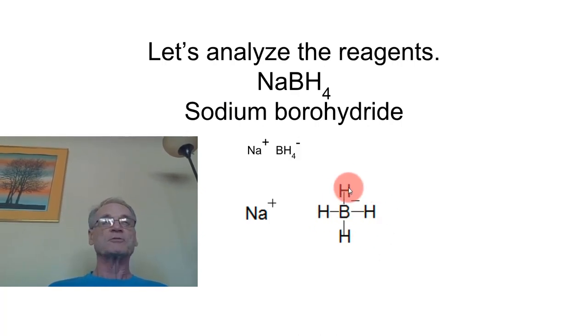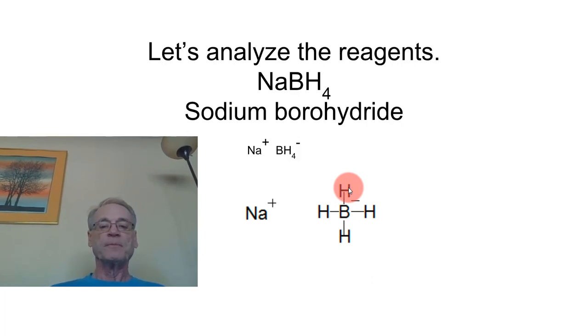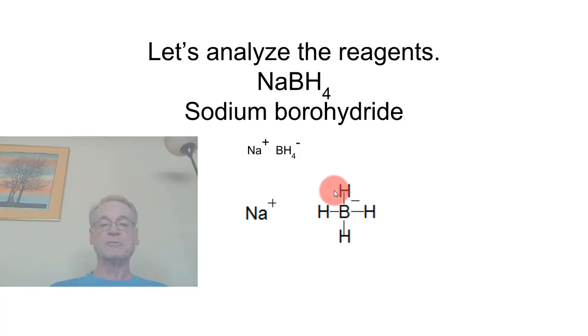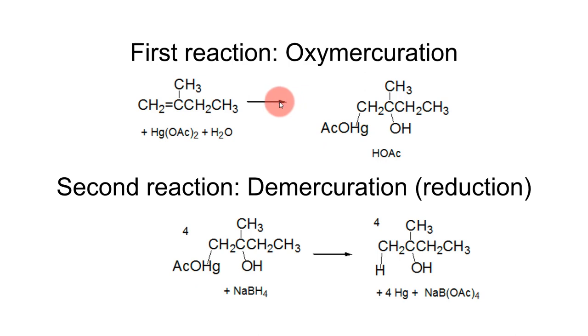It's not one that you run across really commonly, but it's just a polyatomic ion like many others that you've learned. It does turn out to be a very good reducing agent, and that's what it's going to do in this reaction. Okay, so the first reaction is oxymercuration.